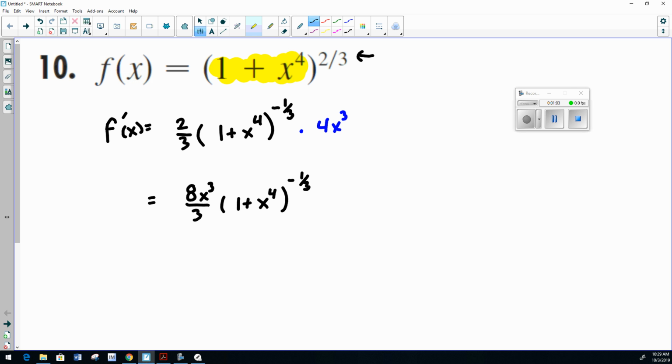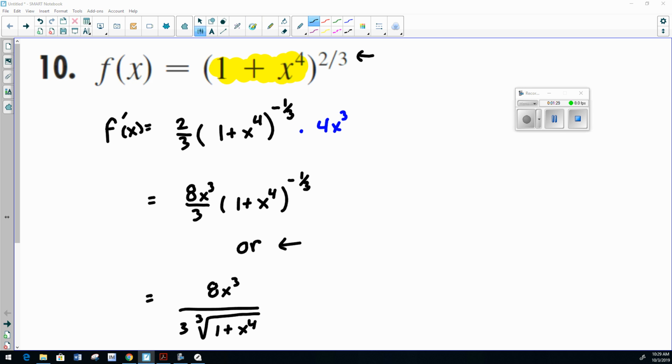Or 8x cubed over 3, the cube root of 1 plus x to the 4th. The reason I write the word or, if it's multiple choice, you're forced to make it match. If it's free response, you can leave it as either option, okay? Did I answer your question? Okay. Candace.